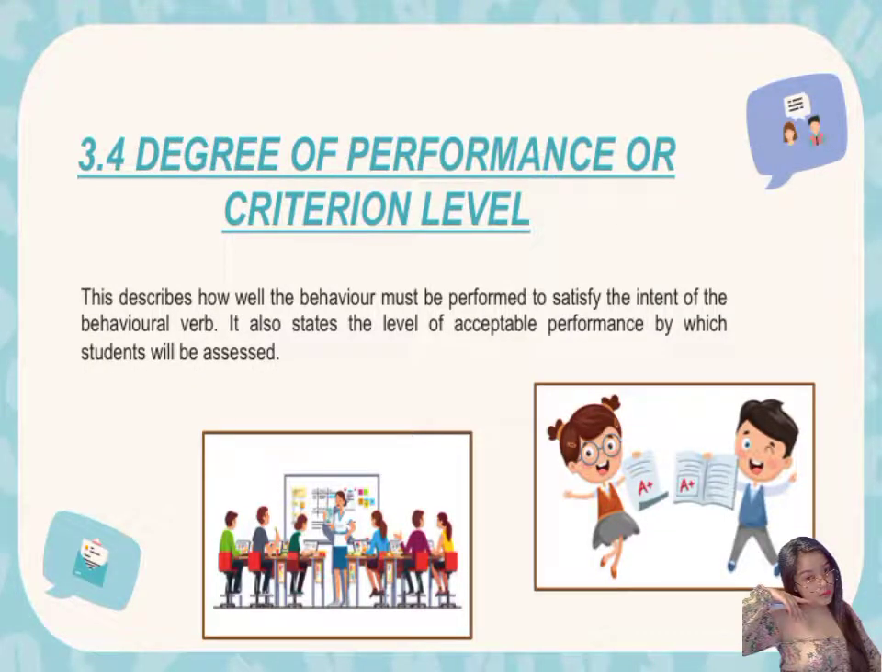Next, degree of performance or criterion level. This describes how well the behavior must be performed to satisfy the intent of the behavioral verb. It also states the level of acceptable performance by which students will be assessed.